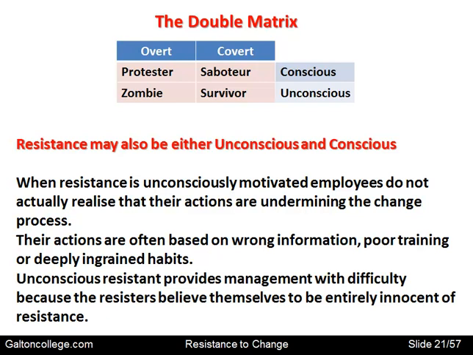Unconscious resistance provides management with difficulty because the resistors believe themselves to be entirely innocent of resistance. If they're unconsciously opposing it, as far as they're concerned, they're not conscious of it, so they don't actively oppose it. They're just not committed. So management find it difficult because it's not in the open. And it's not in the open because they themselves don't think they're resisting it. They think they're going along with it, but in fact they're not enthusiastic, they're not supporting it, they're not pushing through the change.